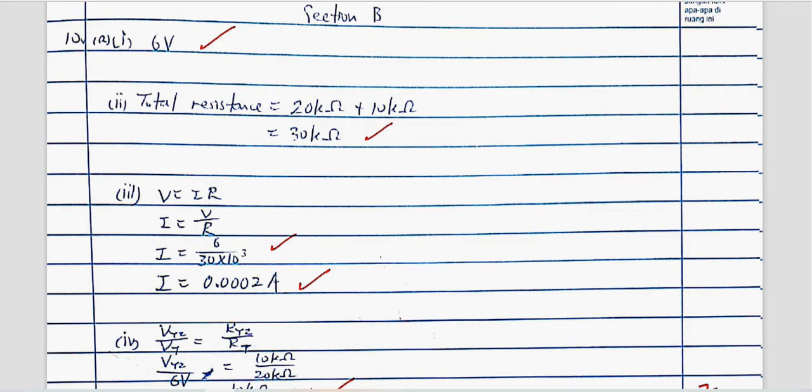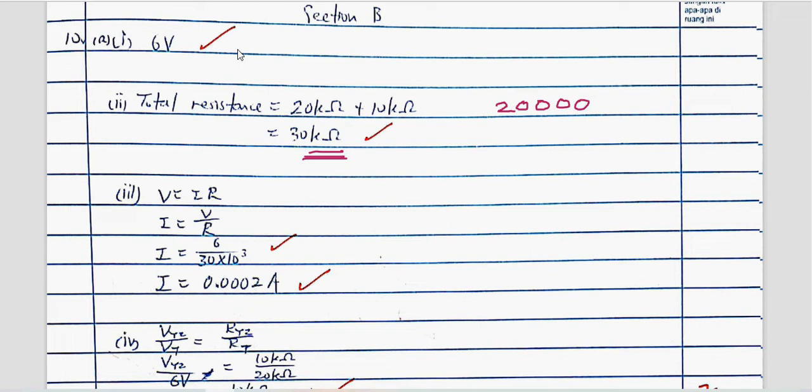I show you my student's answer. This one is 6 volt just now. And then the total resistance, just add 20 kilo ohm and 10 kilo ohm. Need to be careful because we have kilo here. So the unit must be correct. And you don't have to change 20 kilo ohm to, let's say, 20,000. No need to change unless the question asks you to do so.